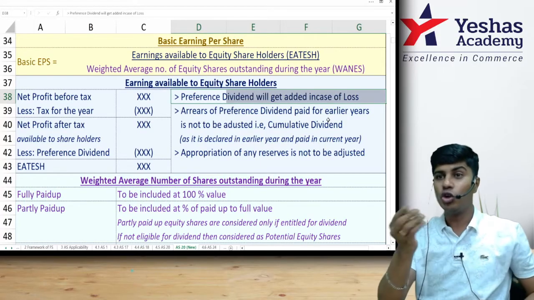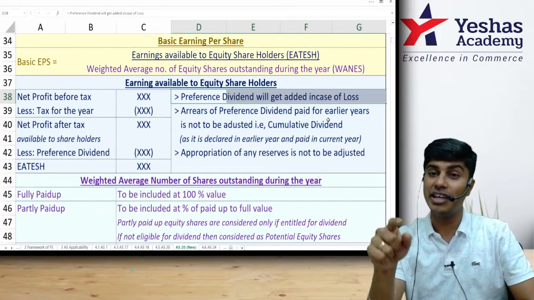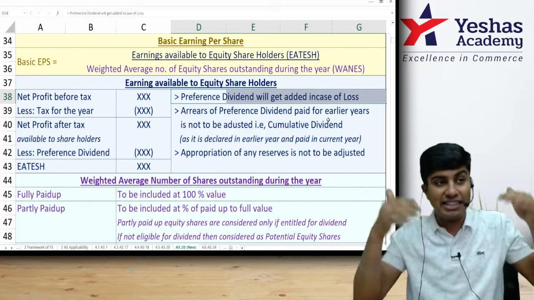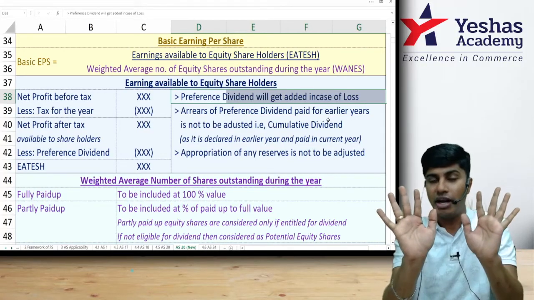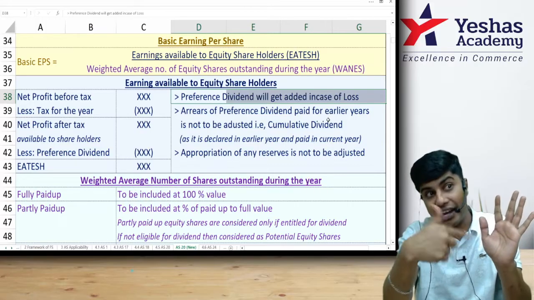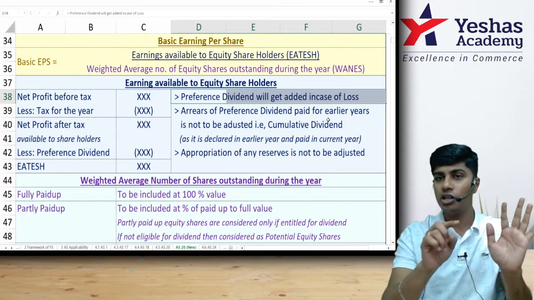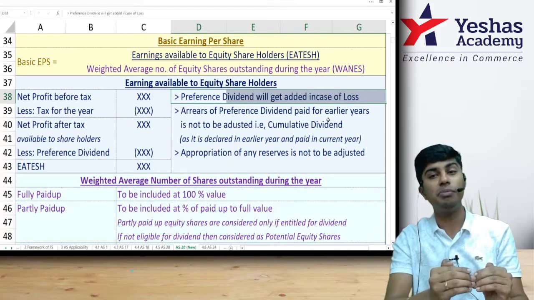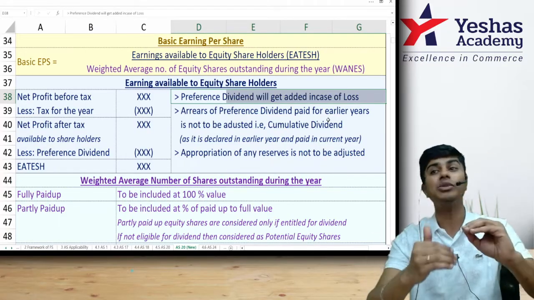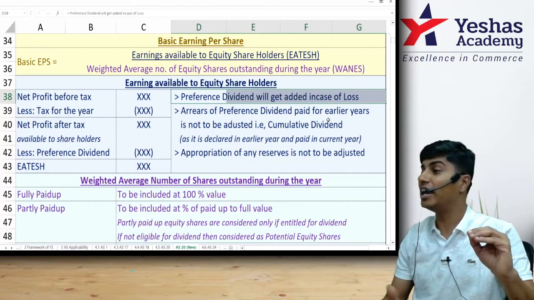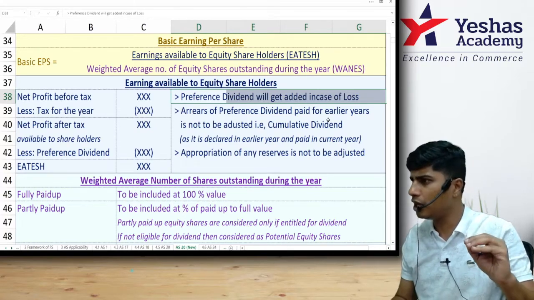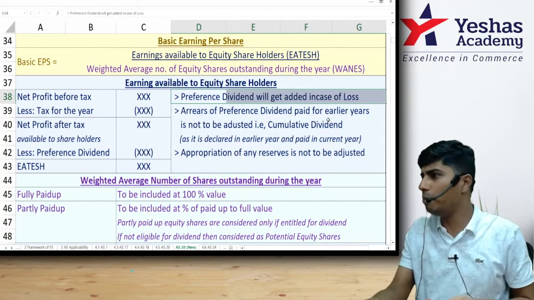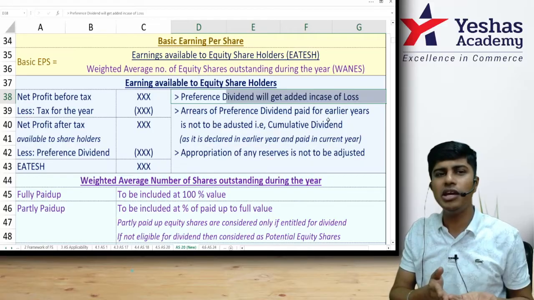In the case of cumulative preference shares, even in the year of loss, dividend will be declared and it will be paid in later years. Let's say this year we have a loss of 10,000 and preference dividend of 2,000 is declared but not paid, it will be paid next year. So this year minus 10,000, from that I will deduct 2,000 preference dividend. I will have minus 12,000 to determine my EPS, and EPS will be negative. Can EPS be negative? Yes, EPS can be negative. If the company has earnings, it will be positive. If the company has loss, it will be negative.